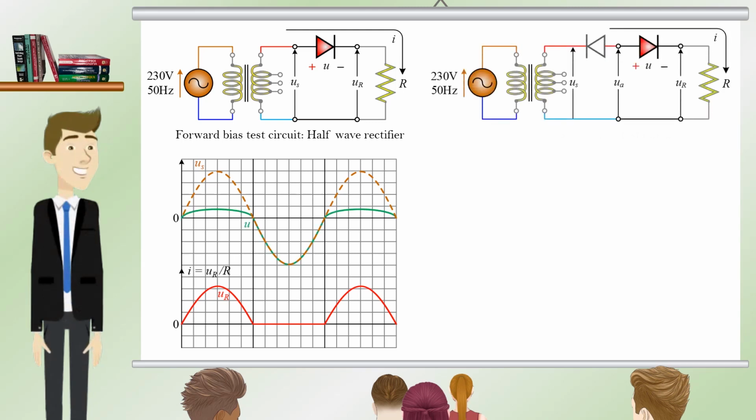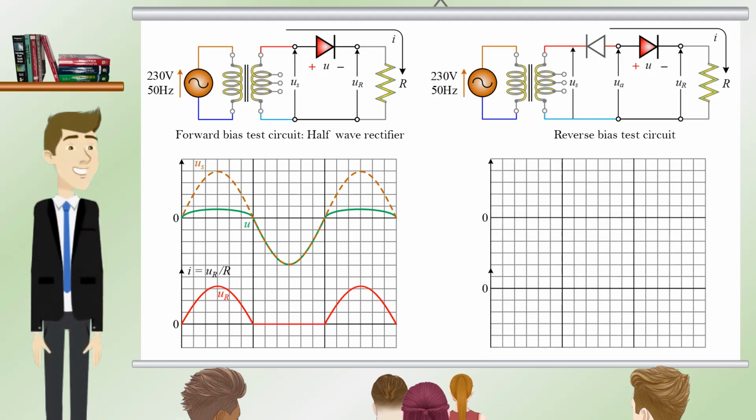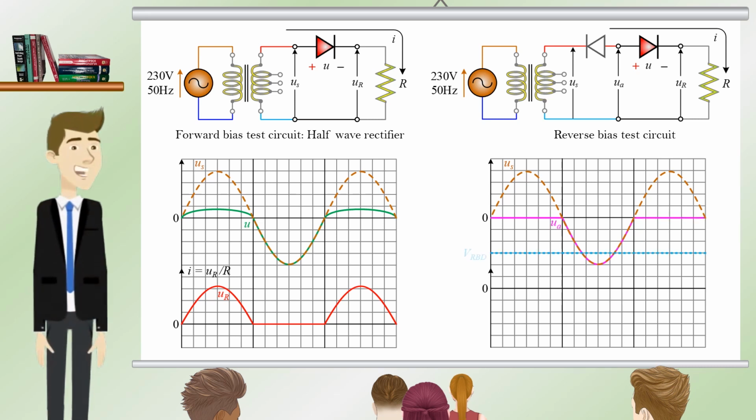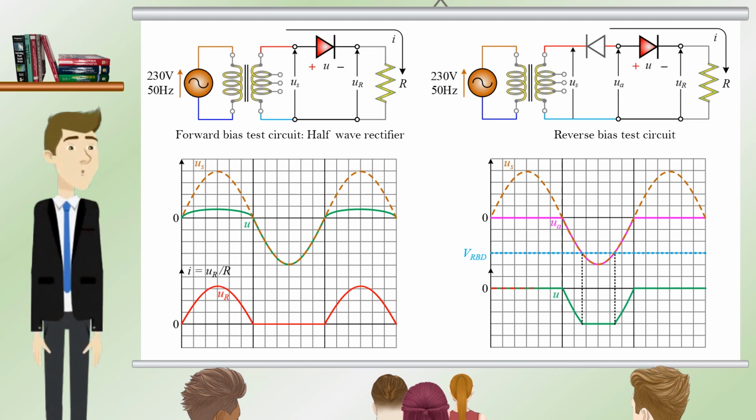The test circuit is modified by inserting an auxiliary diode in order to measure the reverse bias section. The auxiliary diode cuts off the positive half cycles of the supply voltage. Thus, the high power dissipation in the resistor is zeroed.